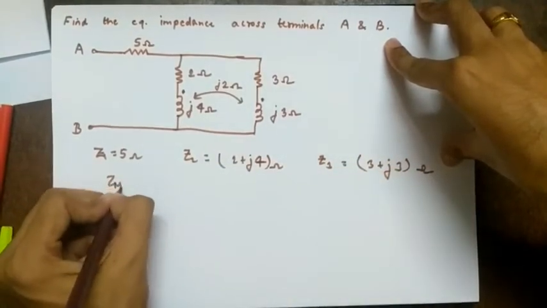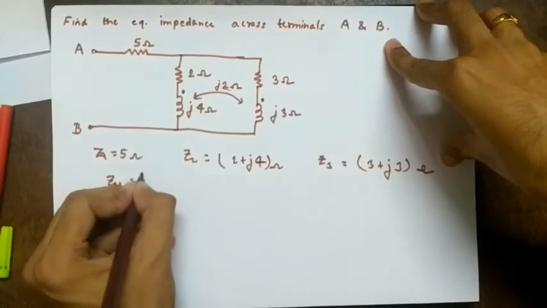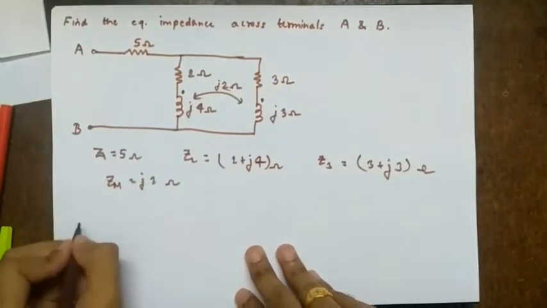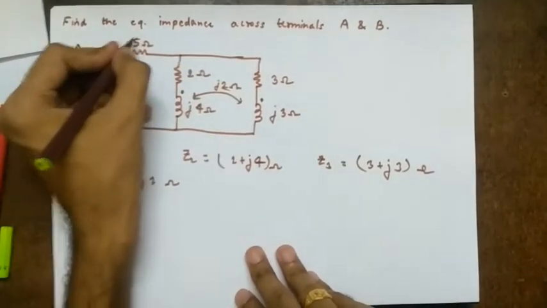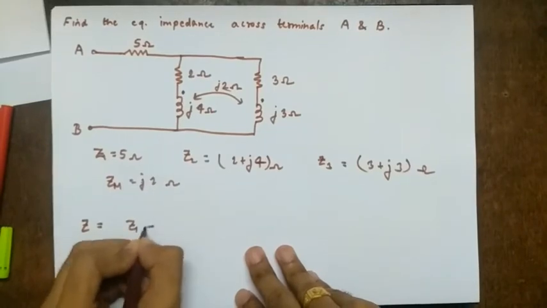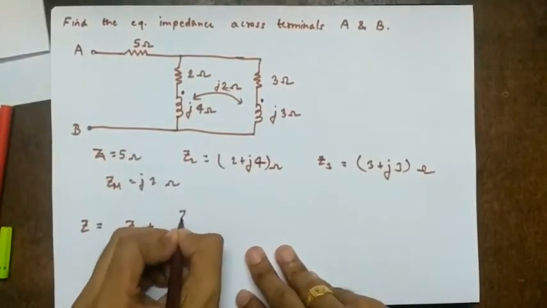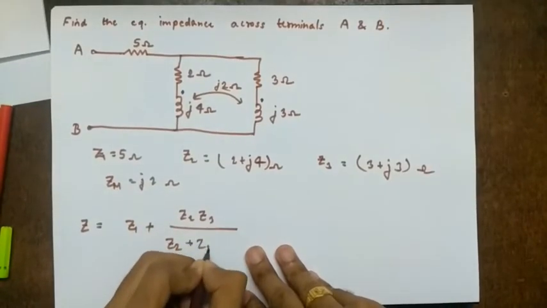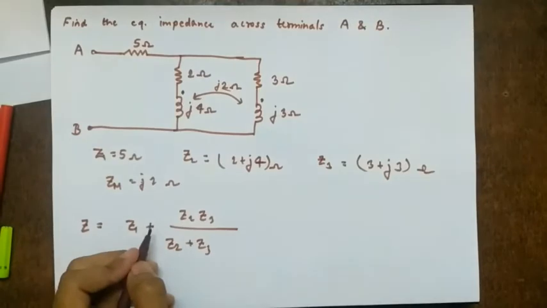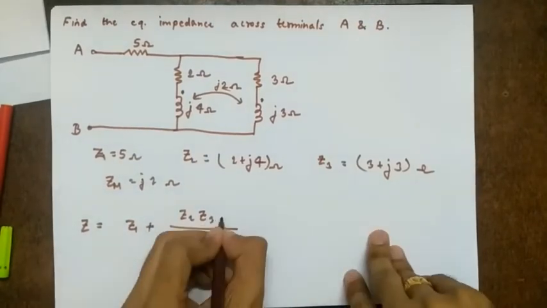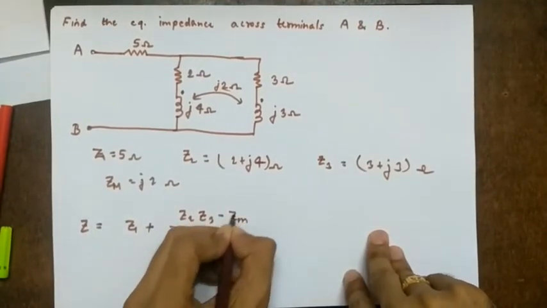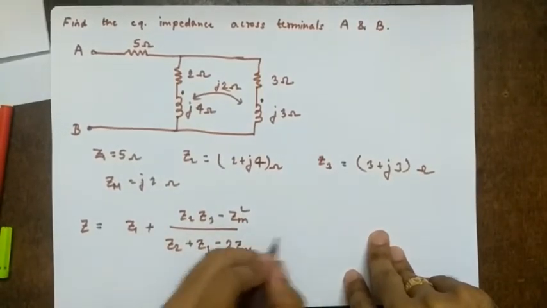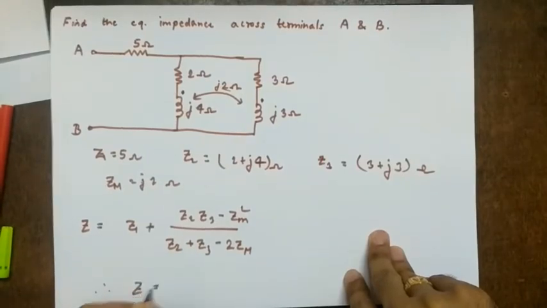And what is Zm? It is this shared thing, so Zm is J2 ohms. So what will be the total impedance? You can directly write Z equal to Z1 plus, these are in parallel, so Z2 Z3 upon Z2 plus Z3. But there is a mutual impedance also. So how to take that into consideration? For that there is a formula. It will become minus Zm square, minus 2Zm in the denominator. You know everything, so you can just substitute here and you will get Z.